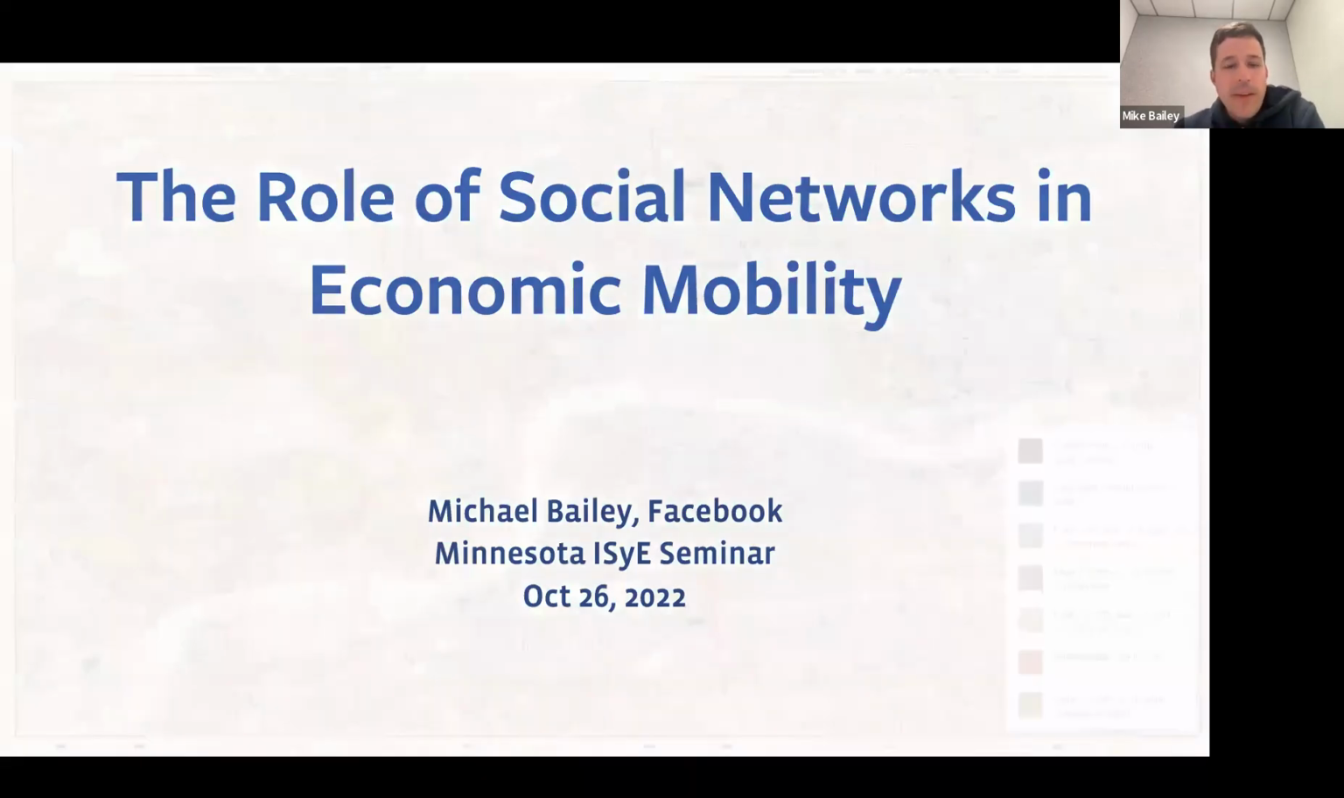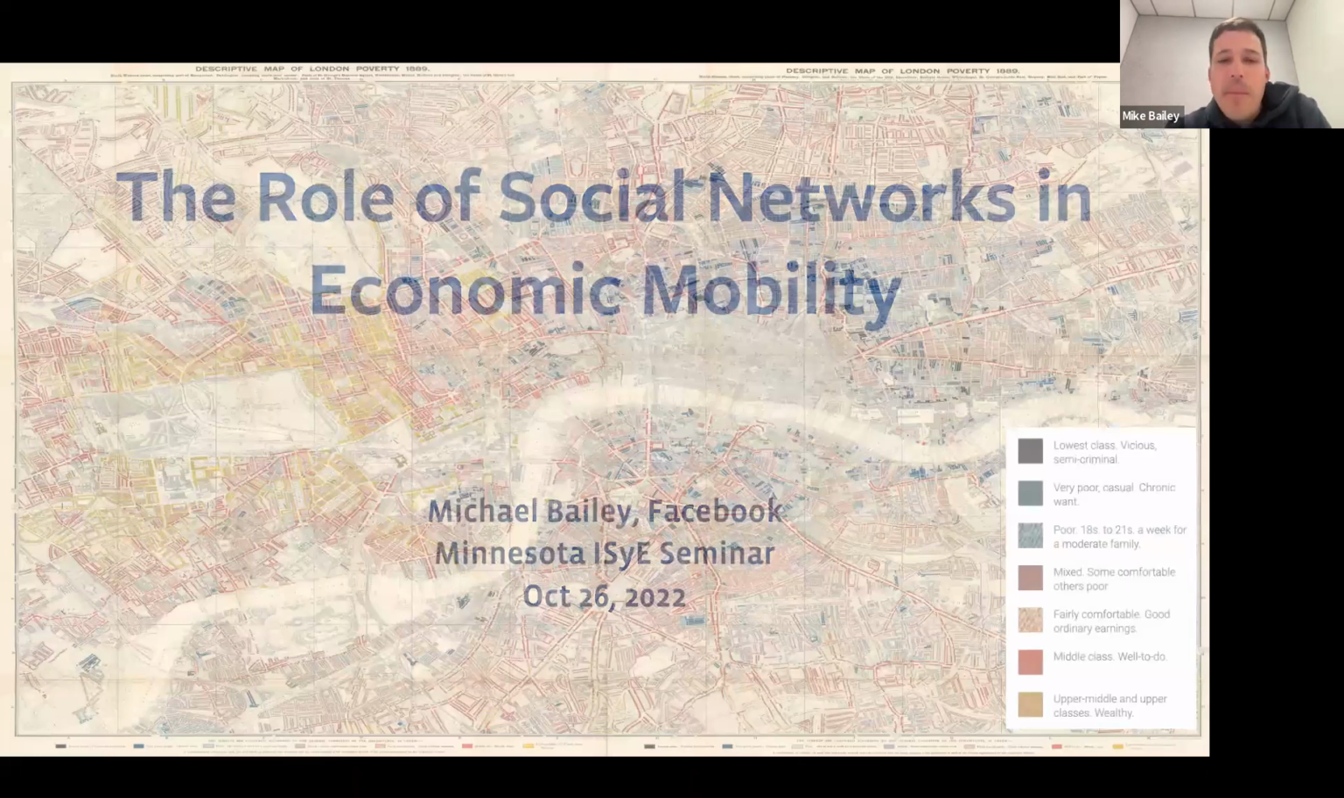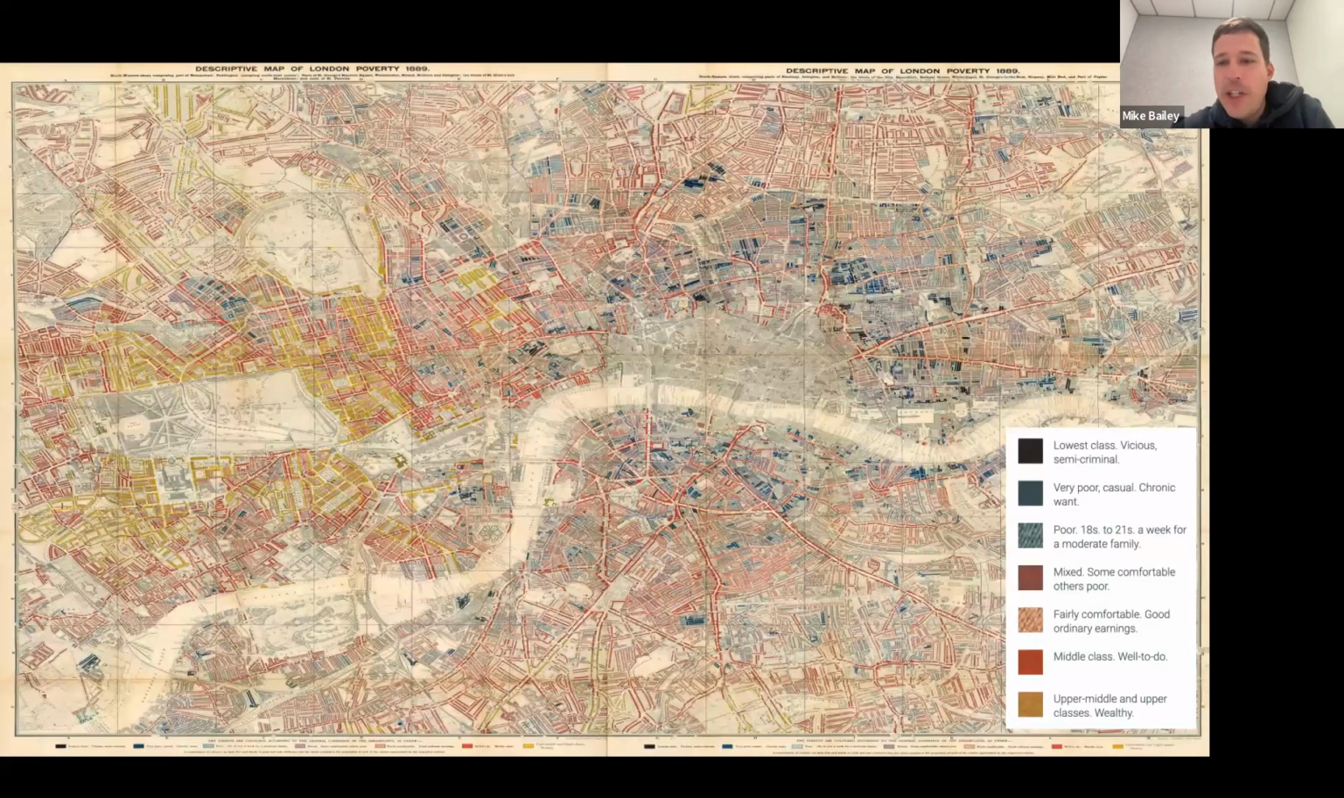All right, there we go. So here's a map that not many people know, and I feel like everyone should know this map because I find it so fascinating, so cool. This map is called the Descriptive Map of London Poverty, 1889, created by a man named Charles Booth.